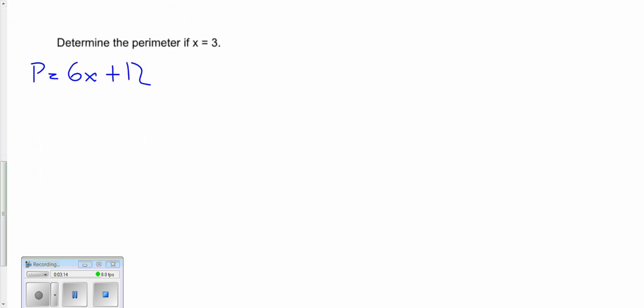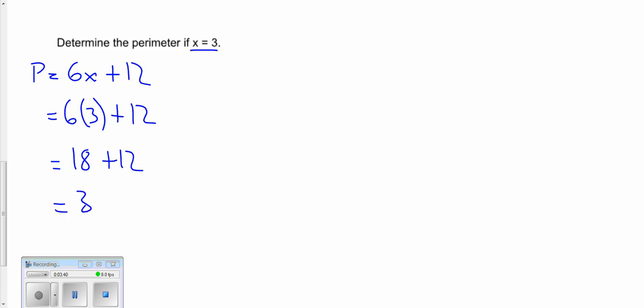And so if we know that x is equal to 3, we're just going to substitute that 3 value in for x. So the perimeter of this particular rectangle happens to be 6 times 3 plus 12. So using our rules of BEDMAS, we're going to do the multiplication first. So 6 times 3 is 18 plus 12. And then 18 plus 12 is 30. So the perimeter of this particular rectangle happens to be 30 units.